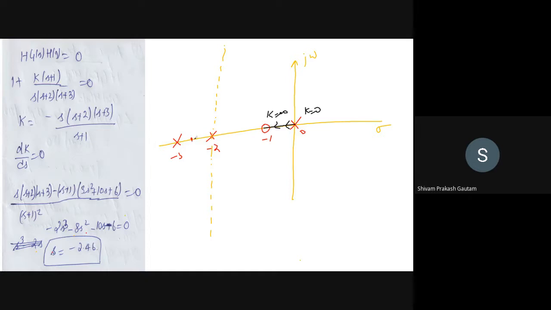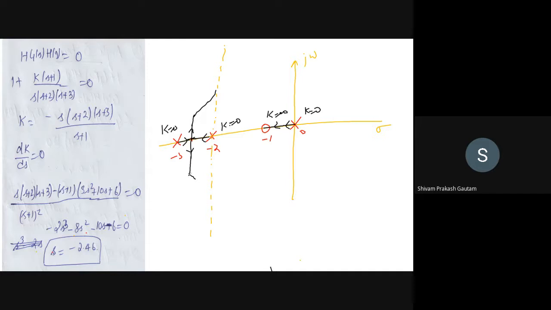One root locus branch will start from this point, another root locus branch will start from this point. K is equal to 0 here, K is equal to 0 here, right? They will intersect and break away like this. One branch will break away at plus 90 and minus 90, and then after some point it has to deviate a little bit and follow the asymptote.